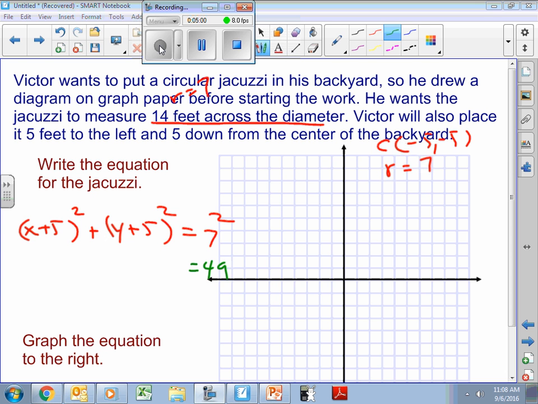Graph the equation. Let's see what they have here. Victor will place the 5 feet to the left and 5 feet down from the center. All right. Left and down. 1, 2, 3, 4, 5. 1, 2, 3, 4, 5.